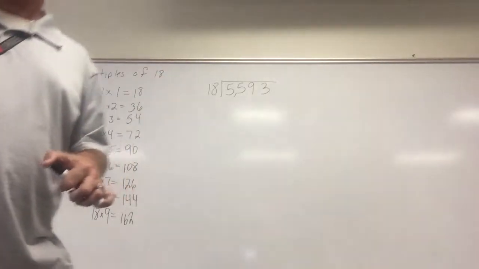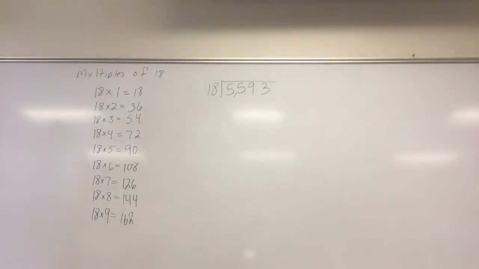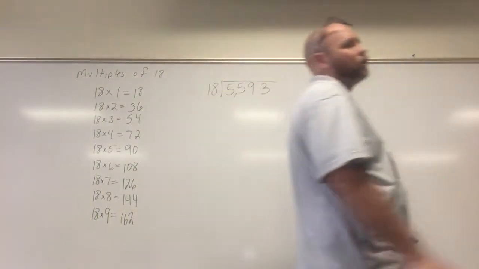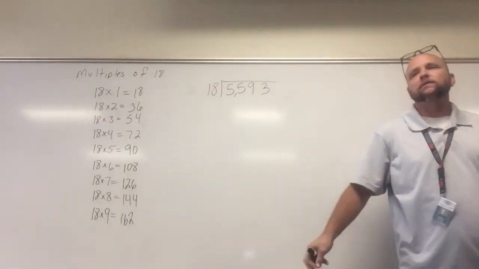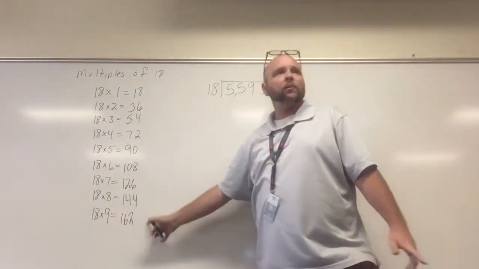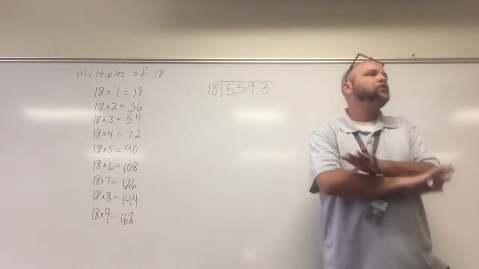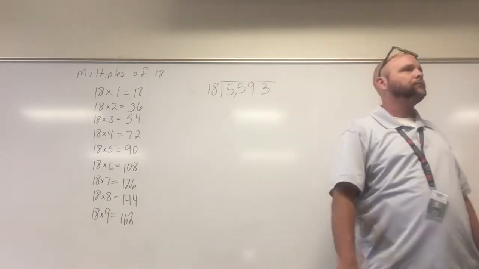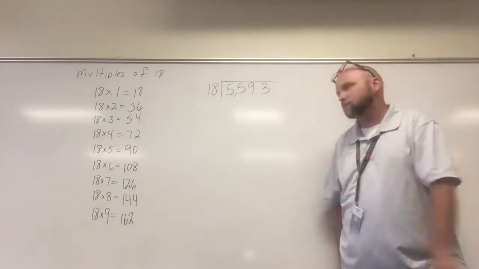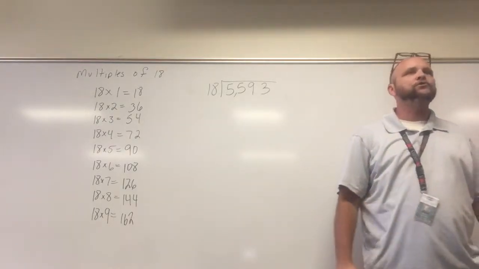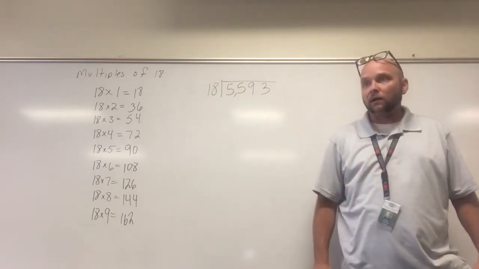18. So we have 5,593 divided by 18. We have our multiples. We use our multiples. We don't even have to do any more multiplication. If we've listed all this multiplication here, we have to do no more multiplication to do the division problem. We don't have to guess. We just have to look at this. You have to subtract. Dun dun dun!